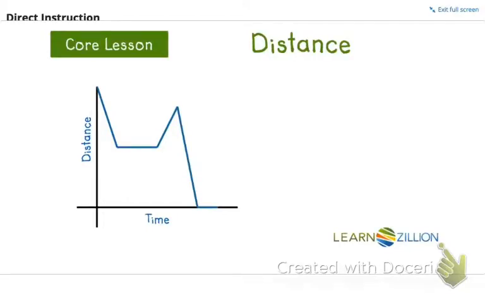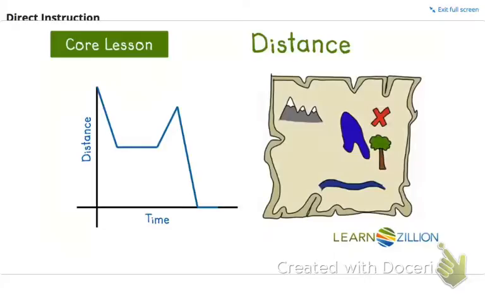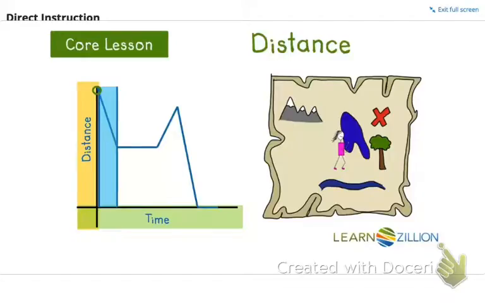I'm going to use a treasure map to illustrate the graph. The distance is how far Sarah is from the X. The graph will tell us as time passes the distance Sarah is from the treasure. She starts at a high distance from the treasure. For the first part of the graph, Sarah's distance from the treasure is decreasing. She is getting closer.